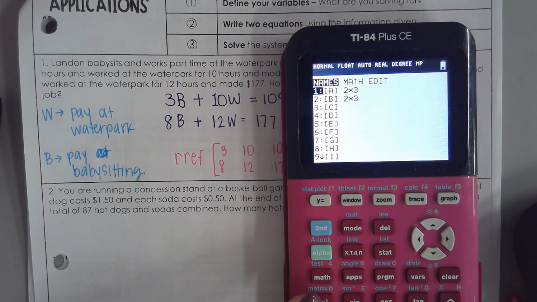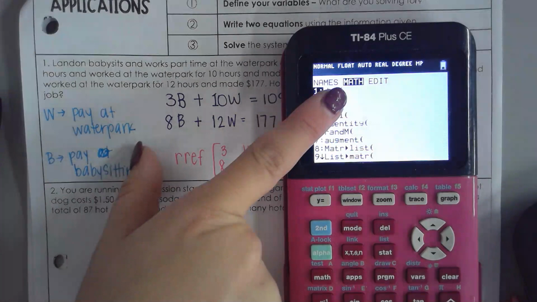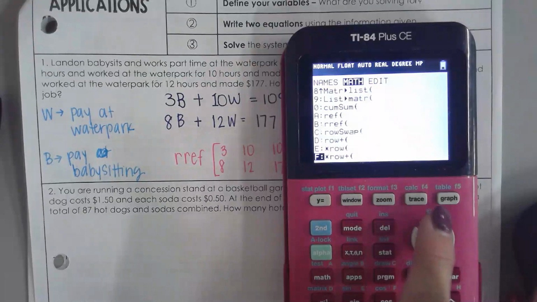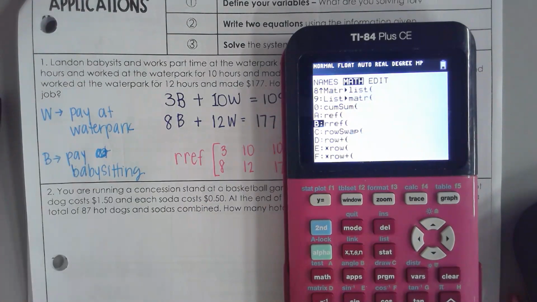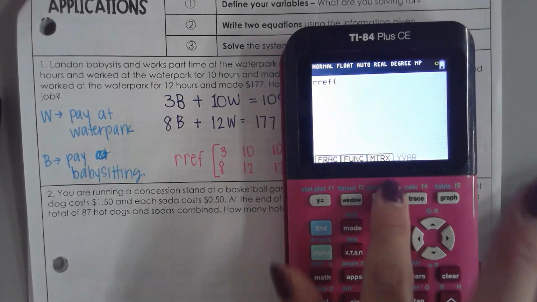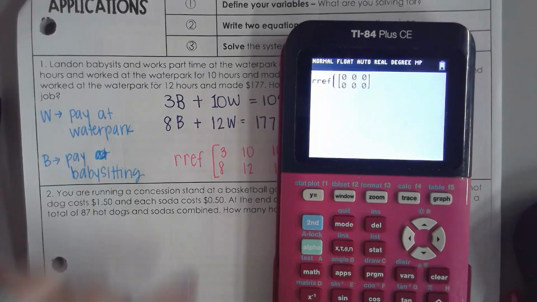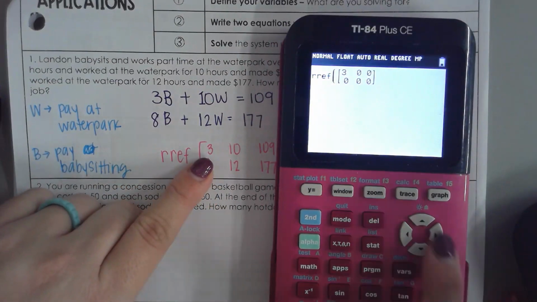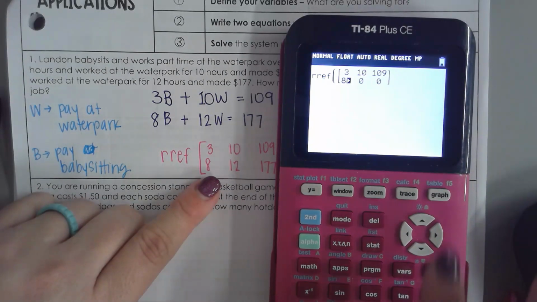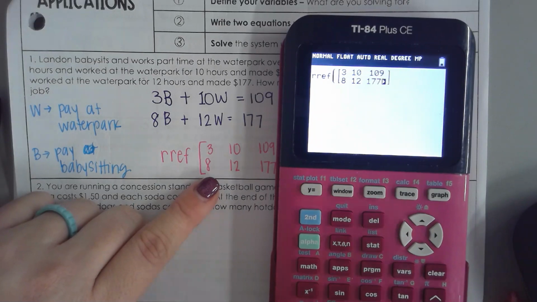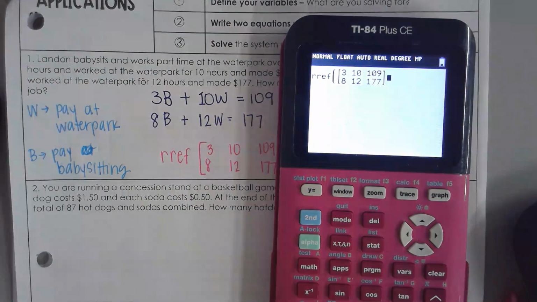Okay. Scroll over to the right until you get to the math menu, and then either go up or down until you get to B, RREF. Oh, I already did this part. I thought you meant like you was doing something else. No, okay. And then it's alpha, zoom, and then we type in the matrix. 3, 10, 109, 8, 12, 177. Hit enter.